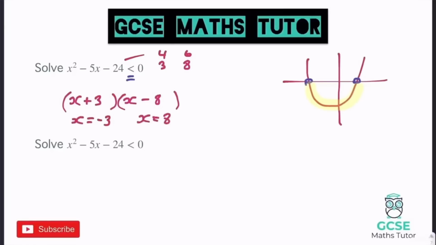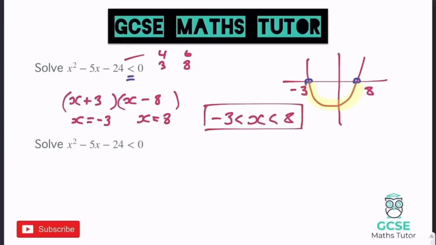So if we were to label those on the graph here, this would be minus 3 on the x-axis and this would be 8. Now the bit that is below the axis is between negative 3 and 8. So I'd have to write this as one of these types of inequalities, where we say it's between two points. And that would be my answer there. x is between negative 3 and 8, or the part of the graph that is under 0 or less than 0 is between those two numbers.